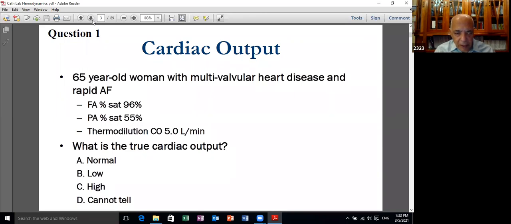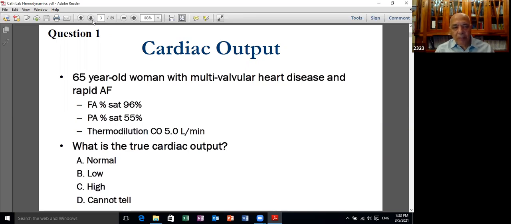Is it normal? Is it low? Is it high? Or you cannot tell. Actually, the answer that I'm looking for here is the cardiac output is low. And what's the reason for that? Thermodilution is a method to measure the cardiac output when the cardiac output is not very low. But the important point, you cannot use thermodilution in patients with tricuspid regurgitation. I will explain thermodilution very soon, but this is an important point. In patients with multivalvular diseases, which involve atrial fibrillation as well as tricuspid regurgitation in the large majority of cases, you cannot rely on thermodilution.